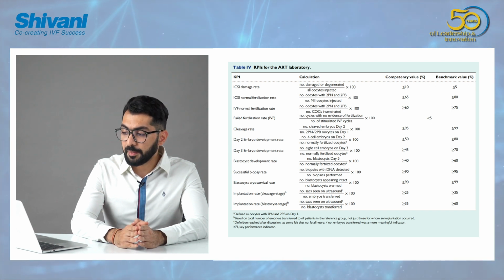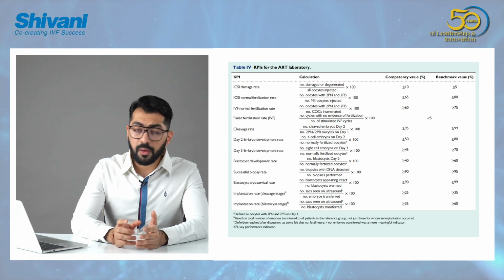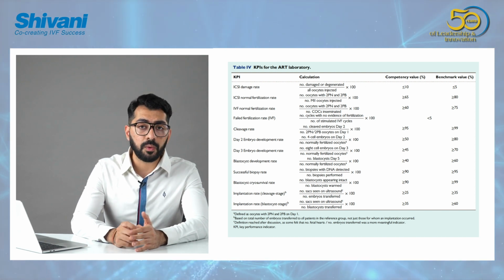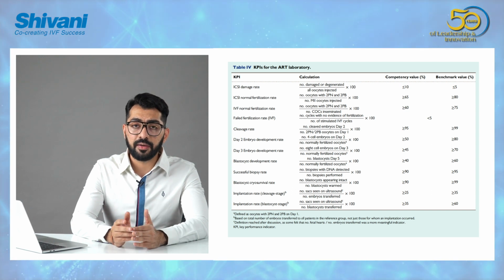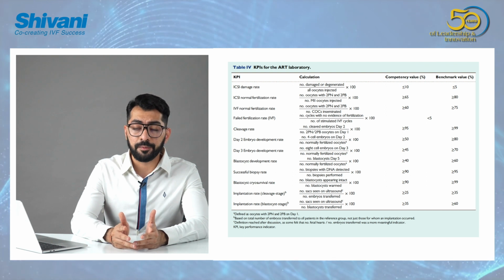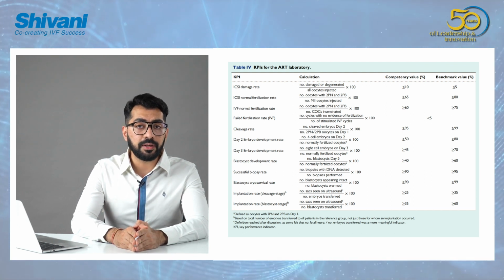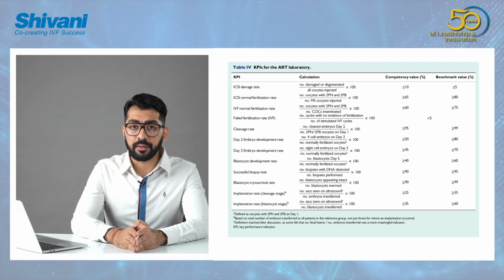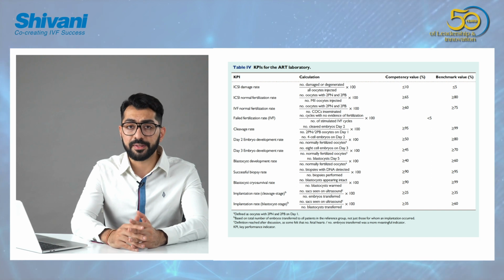So the first KPI that we want to assess is the ICSI damage rate. Now, how is damage rate calculated? It's the total number of eggs that are damaged or degenerated after ICSI divided by the total number of M2 eggs that were injected multiplied by 100. Now, to achieve a competency value here, we want to keep the damage rate less than 10%. But the benchmark that the embryologist would want to achieve here is about 5%.